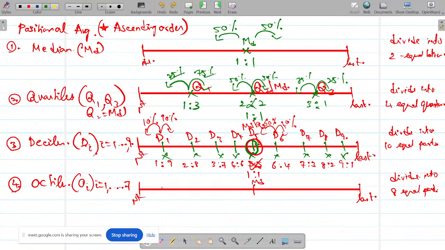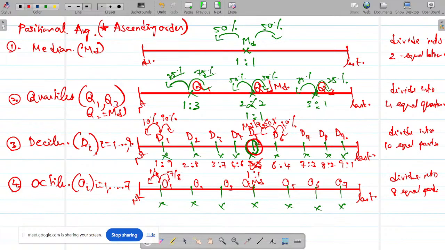So 1, 2, 3, 4, 5, 6, 7. Okay. So this is going to be O1, O2, O3, O4, O5, O6, O7. Okay. So now tell me the ratio. Here it will be 1/8 value. Here it will be 7/8 value.